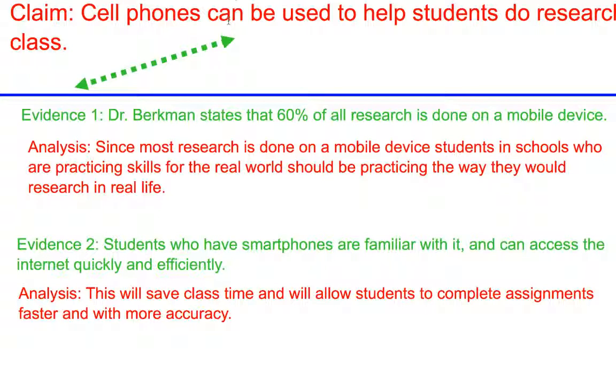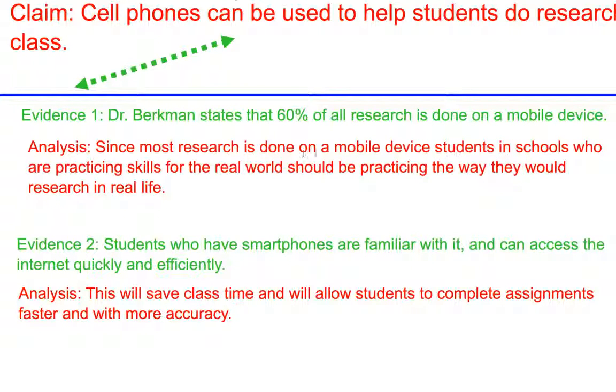But now we need to do a little thinking about that, and what conclusions can we draw from that 60%, or that fact that students are familiar with cell phones? What is the thinking that we can do to put in our paper to make the reader see why that evidence is so important in supporting our claim? So here's some analysis. This is my thinking. So this is what the doctor said, and here's what I said.